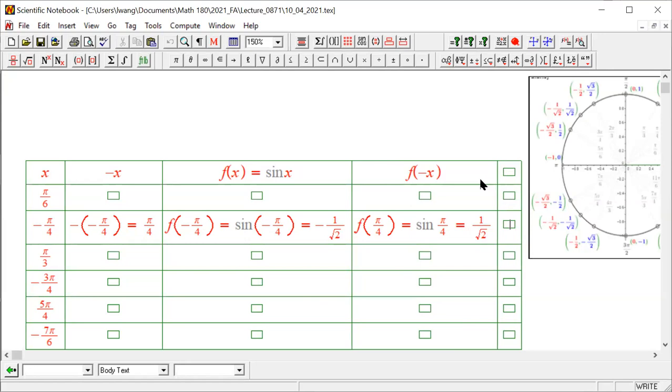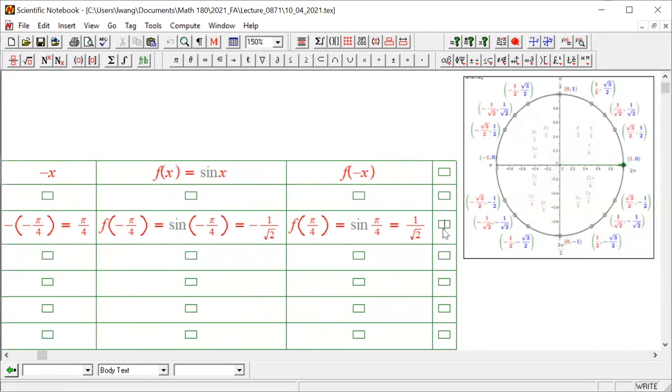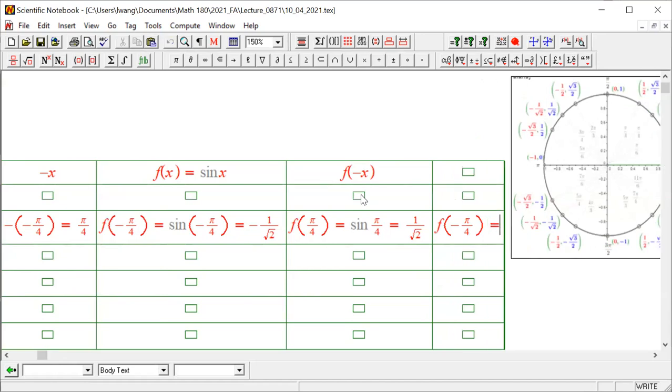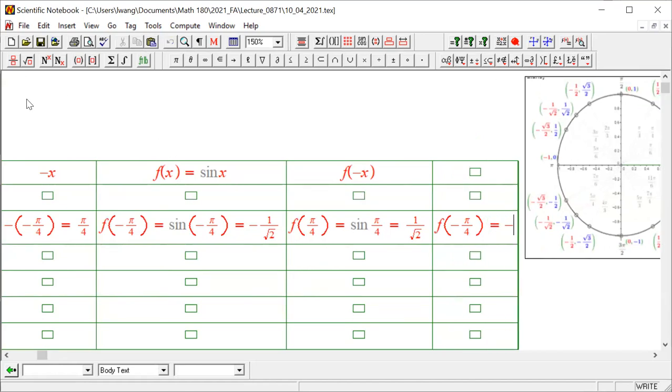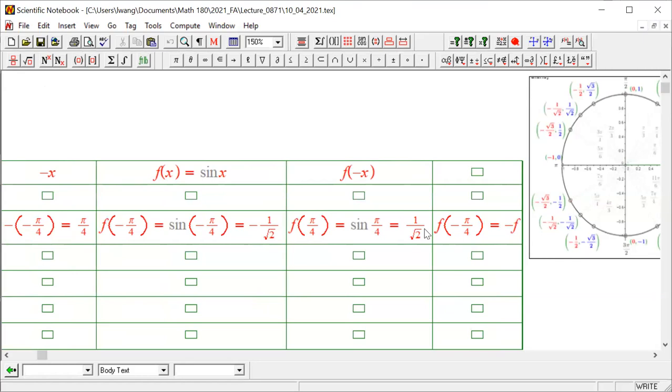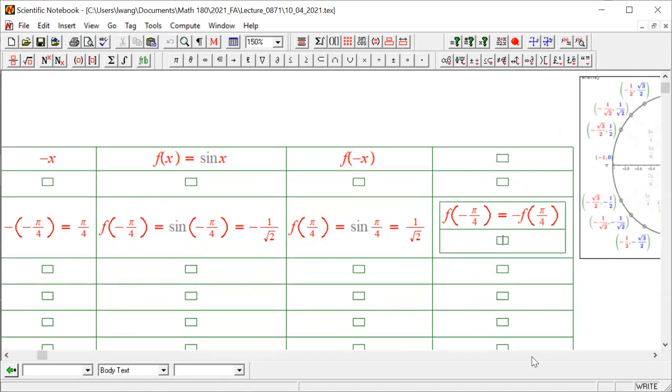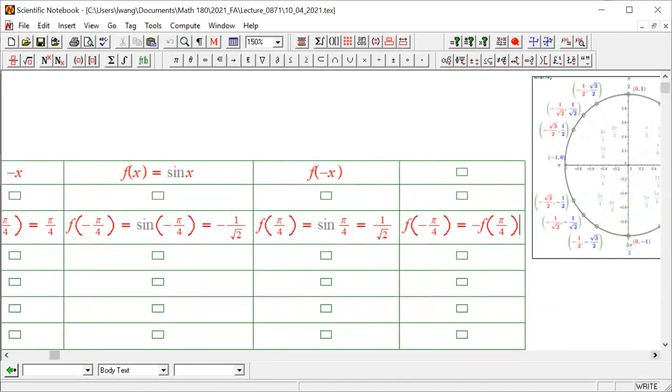So now we can have some guesses about sine. How would you express it? f of negative pi over 4 is the opposite of f of pi over 4. Do you guys follow me? You use ARD to complete this process.